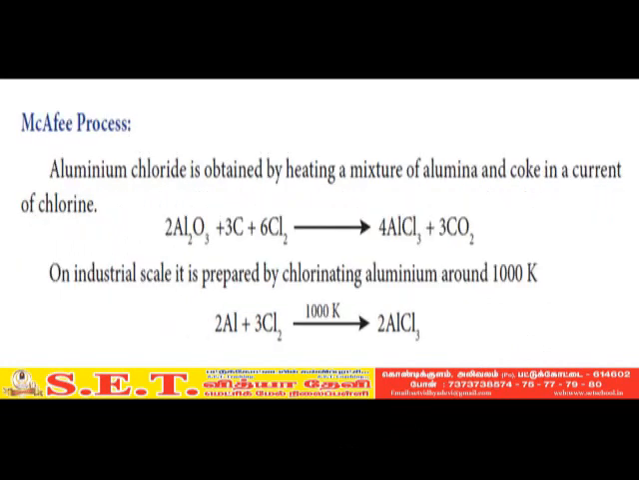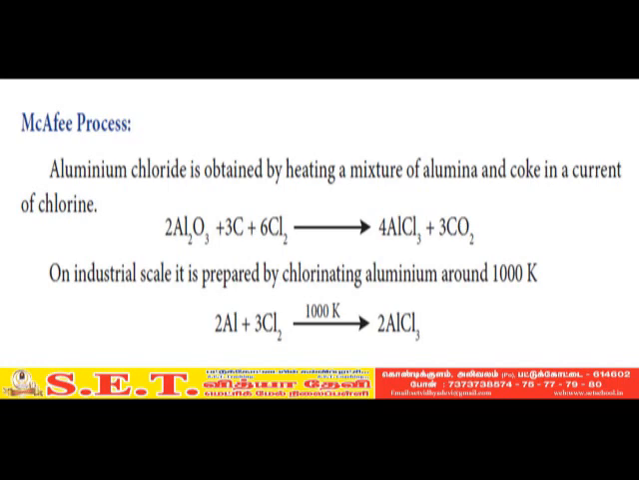Another method of preparation of aluminum chloride is the McAfee process. In this process, a mixture of alumina, Al2O3, is treated with coke, carbon. It is treated with a current of chlorine to give aluminum chloride and carbon dioxide. It is a very important method. It may be asked repeatedly from the public examination point of view.